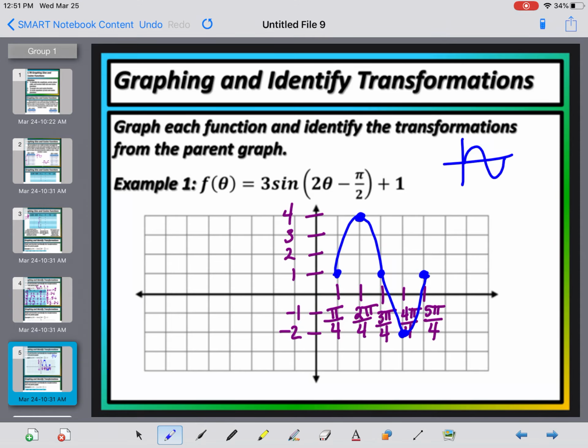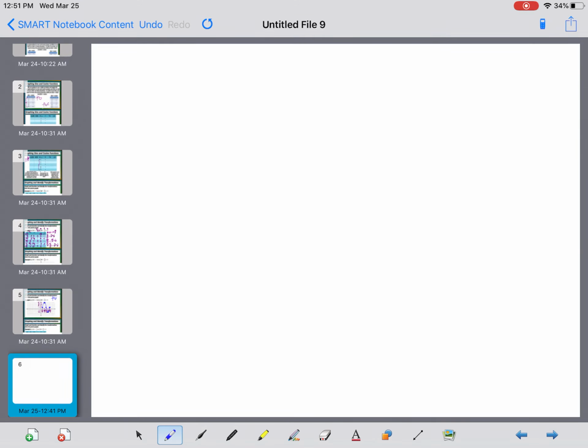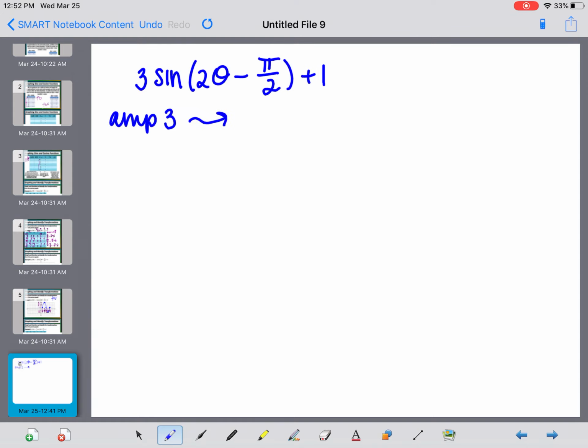Okay, now I just want to take that equation and talk about the transformations. So if my amplitude is 3, what transformation does that do to the graph? It's going to vertically stretch by 3.